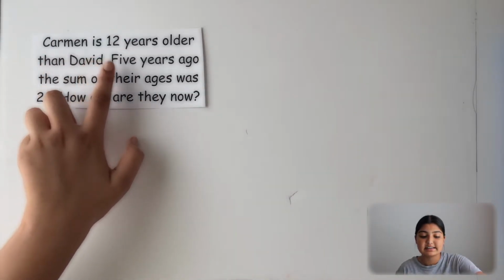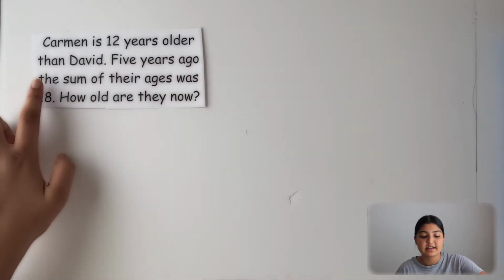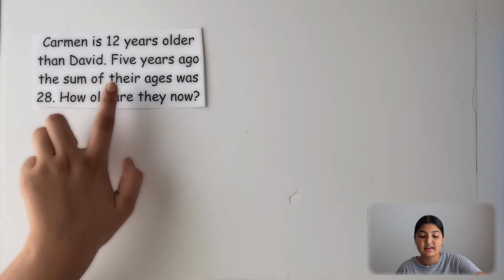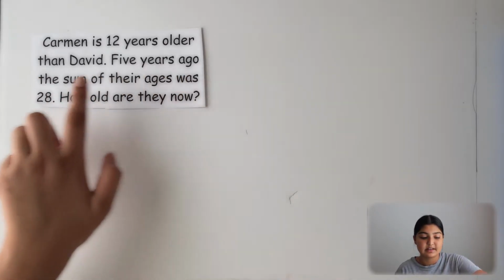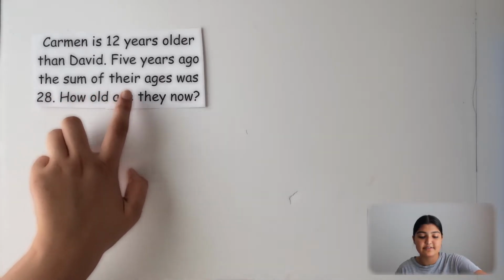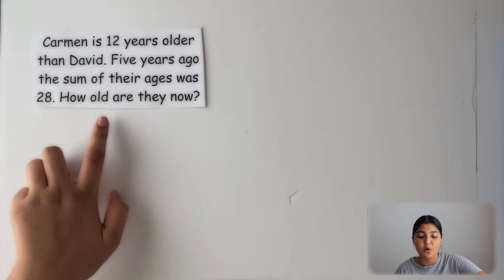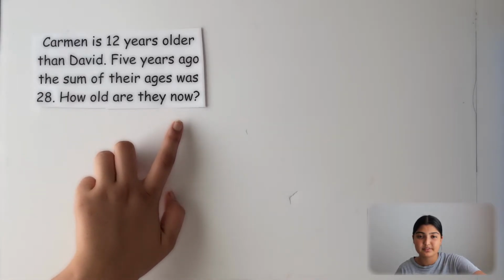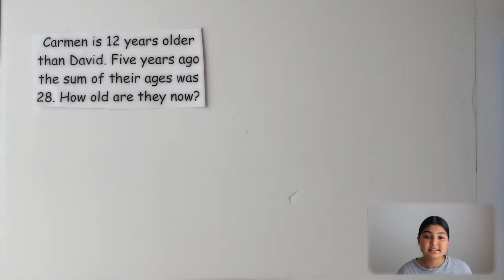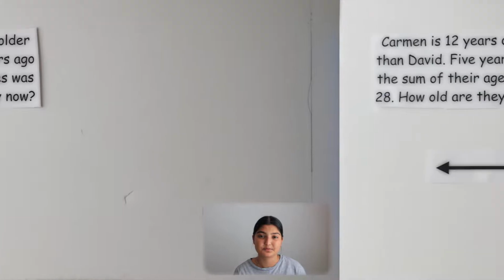Carmen is 12 years older than David. 5 years ago, the sum of their ages was 28. How old are they now? This question is asking to find the ages of Carmen and David. So let's use a number line.